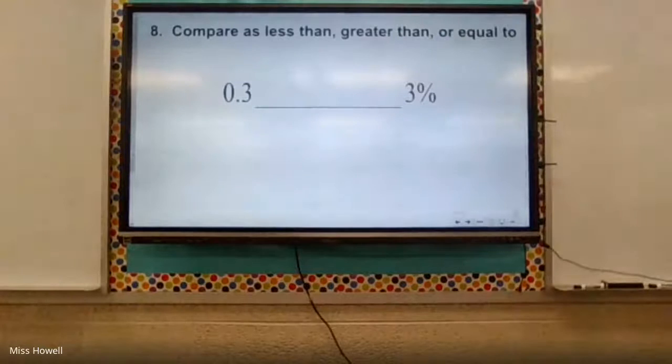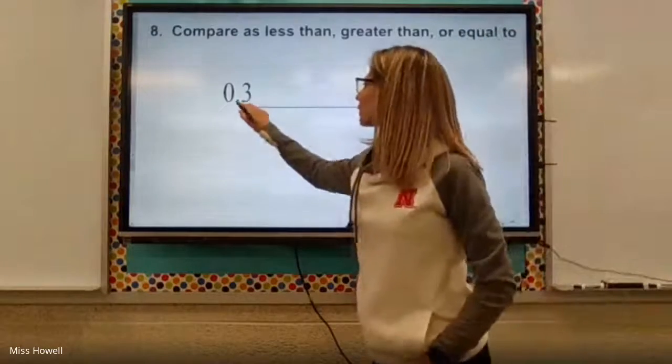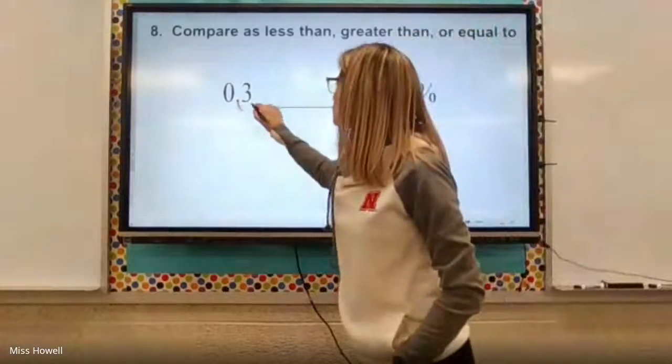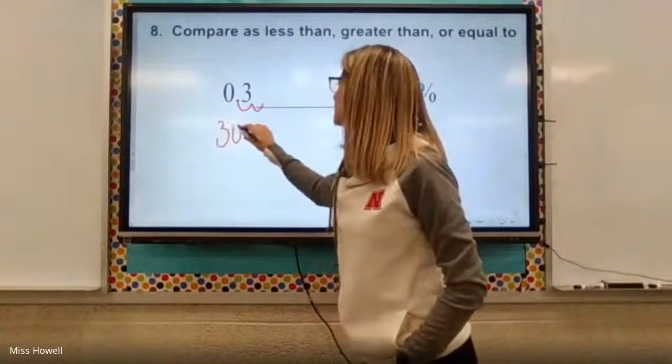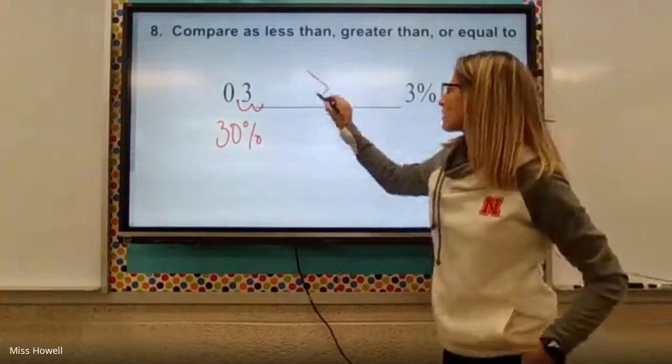All right, number 8, 0.3 and 3%. Most common mistake here would just say equal. But remember, to go from a decimal to a percent, we hit times 100, or we move our decimal 2 spots. So this is 30%, and this guy over here is only 3%, which is a greater than.